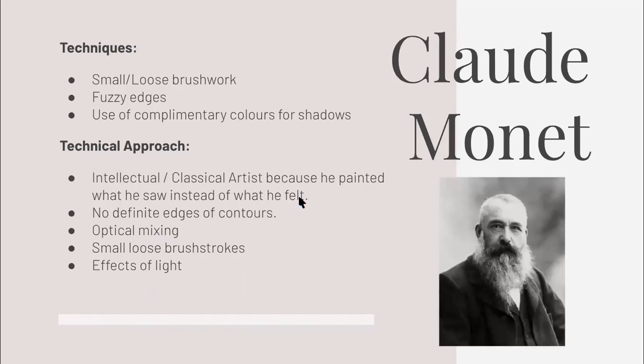His techniques are small, loose brushwork, fuzzy edges, and use of complementary colors for shadows. His technical approach: yes, he's considered an intellectual classical artist because he painted what he saw instead of what he felt. There are no definite edges or contours; it's optical mixing, small loose brushstrokes, effects of light.